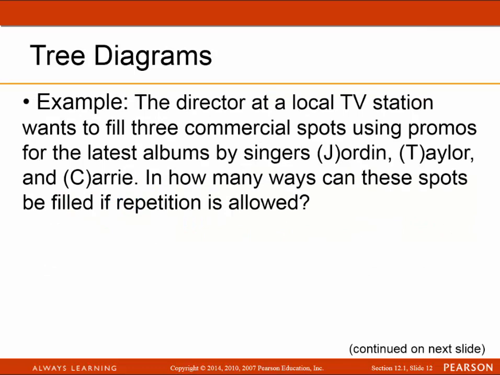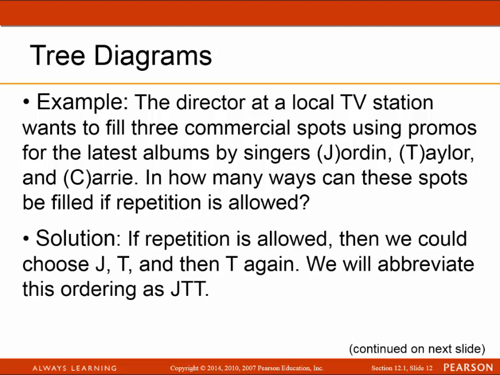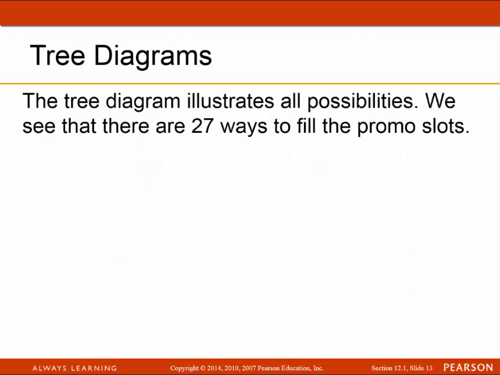Now, here's another example. The director at a local TV station wants to fill 3 commercial spots using promos for the latest albums by singers Jordan, Taylor, and Carey. How many ways can these spots be filled if repetition is allowed? So, since repetition is allowed, then we can choose JTT, and this will be abbreviated by JTT. So we can literally have JJJ, if you will, since we can repeat. So now the tree diagram illustrates all the possibilities, and we see that there are 27 ways to fill the promo spots.